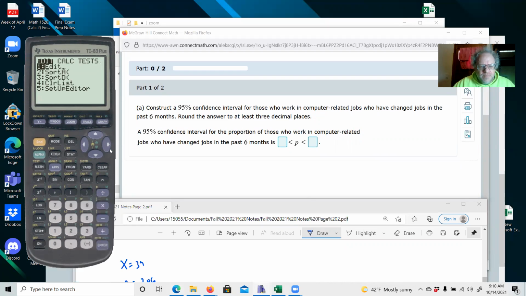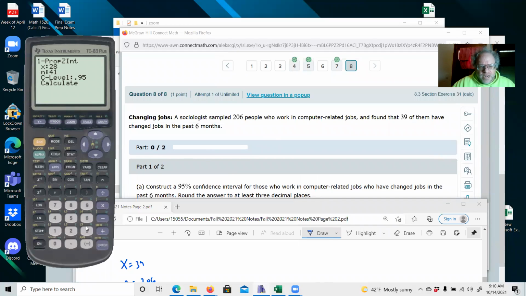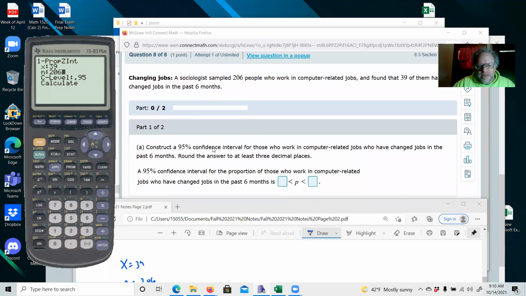So we're going to go stat. 1 proportion z, no. 1 proportion z interval is what I want. There we go. 1 proportion z interval. Enter. Okay. All right. We have 39 out of total of 206. All right. And they want 95% confidence. Great. Enter. Okay. So there it is.